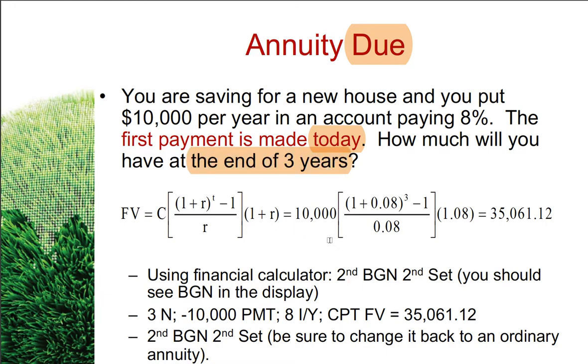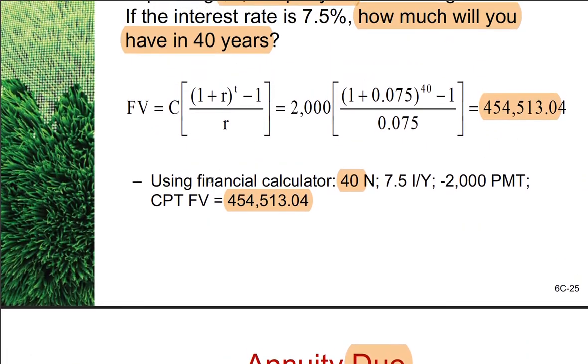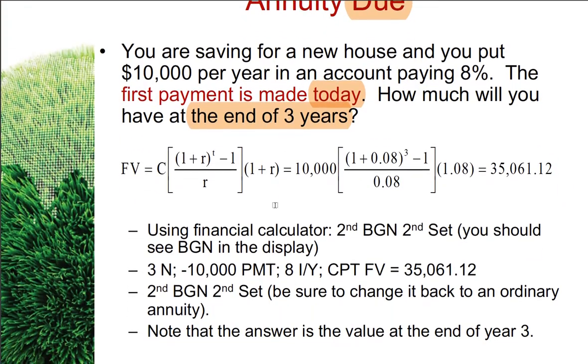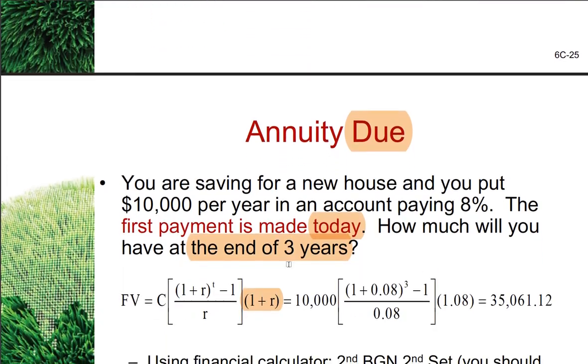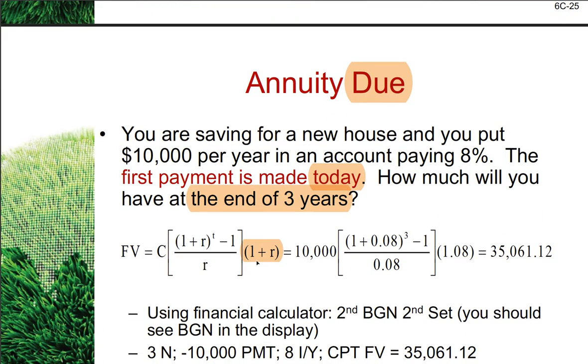Okay, the previous formula, this one is ordinary annuity. You see the difference in this formula is this one. Okay, see, you need to add 1 plus R, so you will get, okay, this formula is this one, and then you need to add some more in the formula, which is 1 plus the interest rate, so you will get 3506.